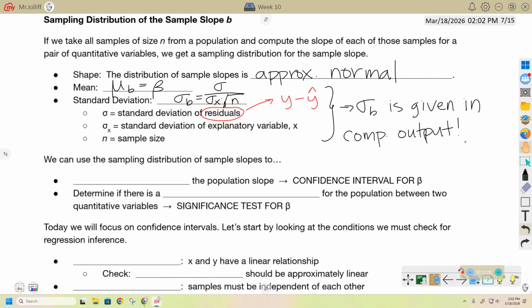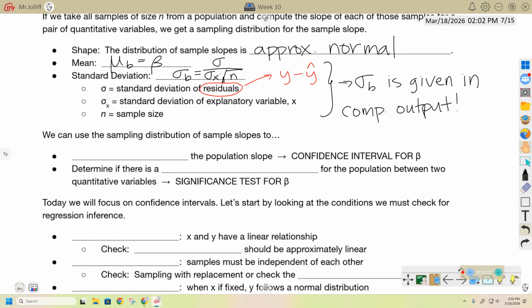All right. We're going to do two things in Unit 9. We have two types of inference. One is estimating something we don't know. So we're going to estimate a population slope based on the sample slope. That's a confidence interval for beta. So we'll collect some sample data, we'll calculate the slope of the regression line for that sample, we'll use it to build an interval that estimates the population slope.